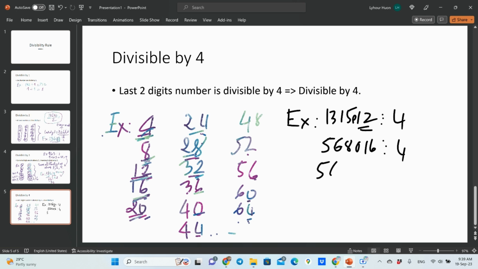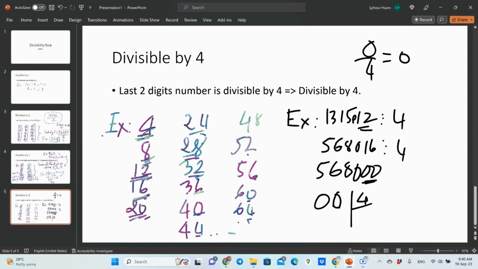What if it's this number, 000? Will this be divisible by 4? We notice two last digits. So 00, can it divide by 4? When 0 is divided by 4, what is the result? Yes, 0 divided by 4 is 0, right? So this number is also divisible by 4. Okay, now you get it.